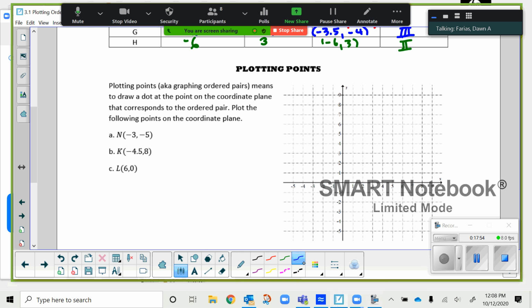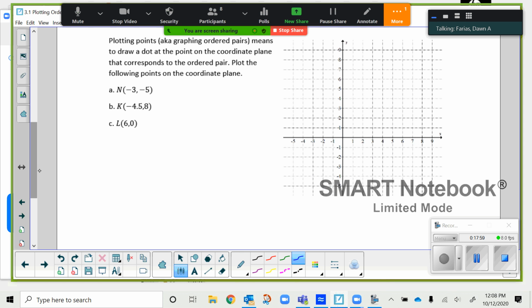So for N, to do -3, -5, remember you start at 0, 0. You go to the left 3, and the -5 means go down 5. So that point is right here, N. And then for K, you have to go -4.5 in the X direction, that's to the left. And then 8 in the Y direction, that goes up because it's positive. So first -4.5, and then up 8.